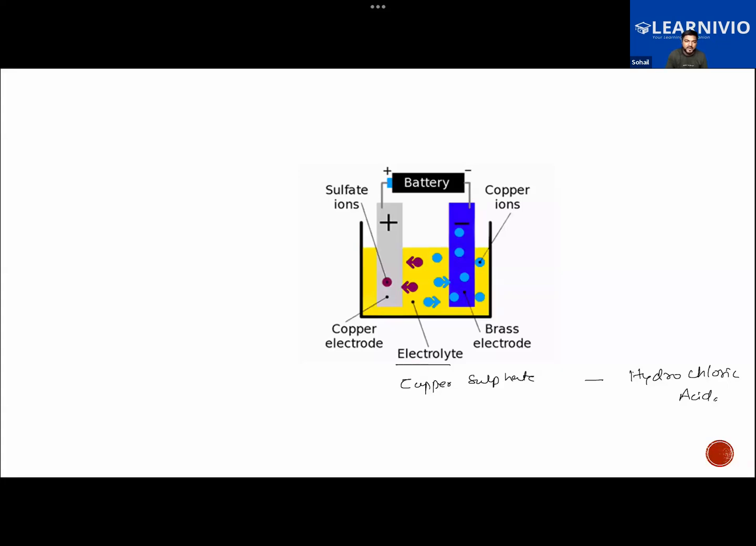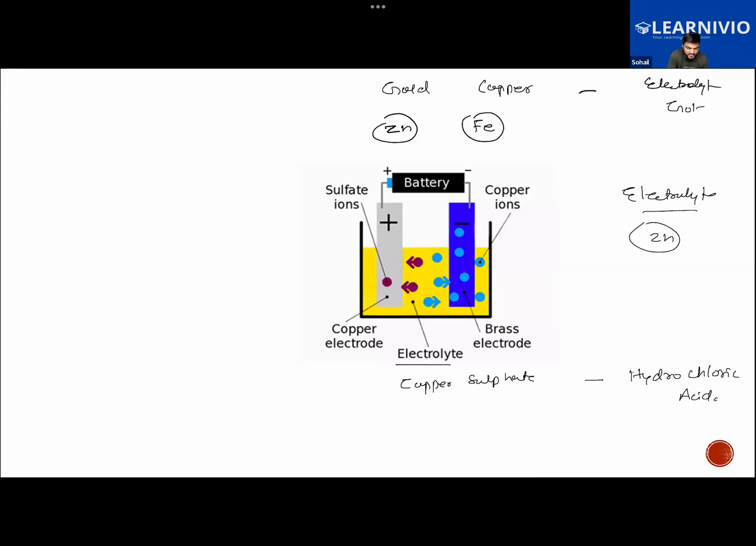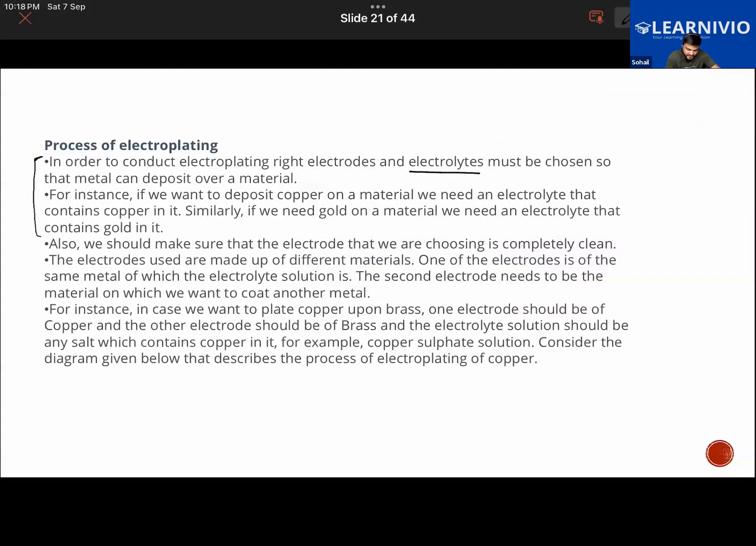Getting my point? Or take the case of galvanization. So you want to deposit a layer of zinc over the iron. The symbol of iron is Fe in short. So I must take an electrolyte which should contain zinc in it. If I want to deposit a layer of gold over the copper wire, I must take an electrolyte which must contain gold in it. Now getting it, what I'm trying to say? Yes, sir. Others? What about others? Yes, sir. That is the thing.